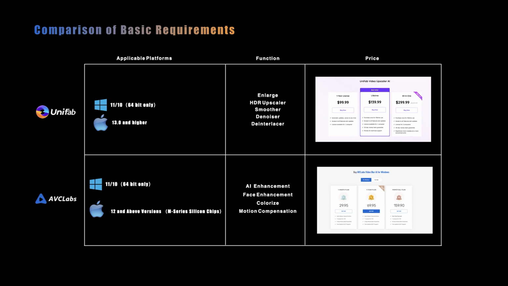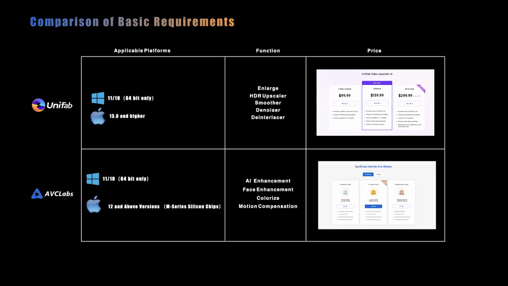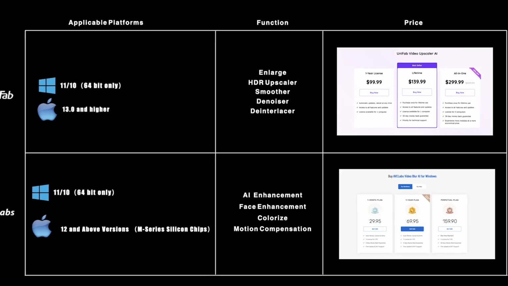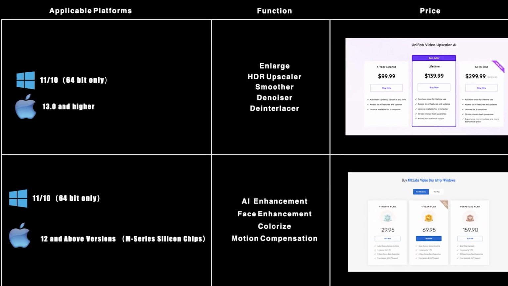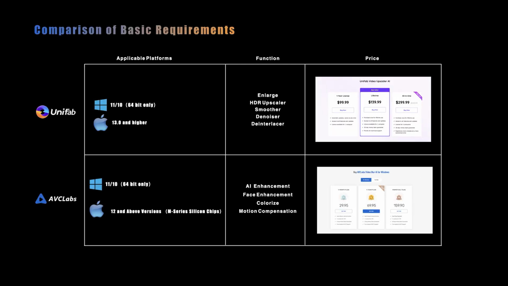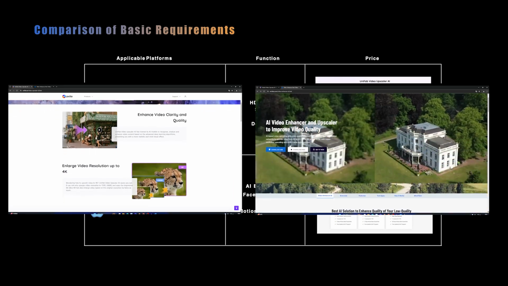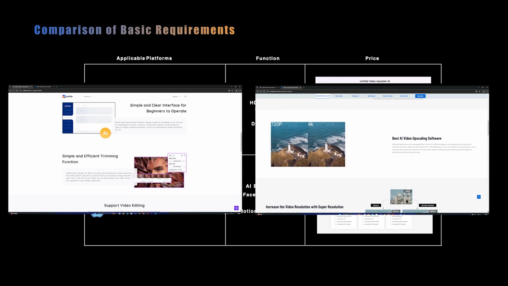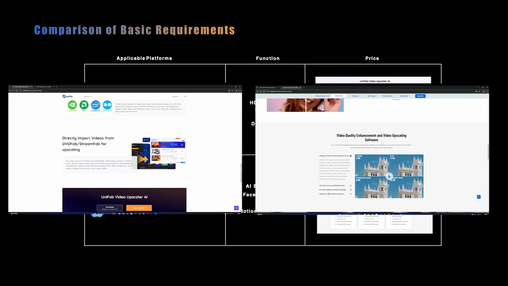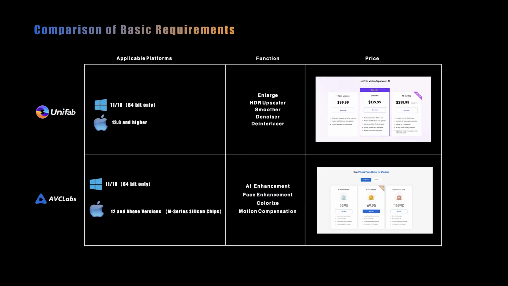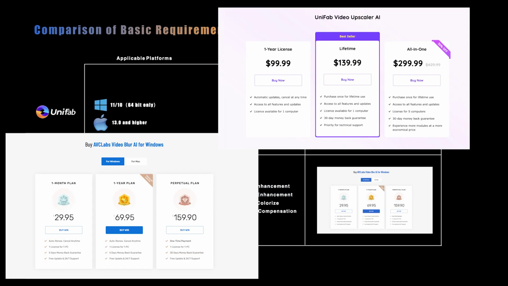I made a table that summarized the two software, introduced the applicable platforms, features, and subscription prices of the software. Both Unifab and AVCLabs support both Mac and Windows platforms, but the requirements on the Mac platform are different. There is not much difference in functionality between the two, depending on the individual needs of the users. Finally, there is the subscription price.